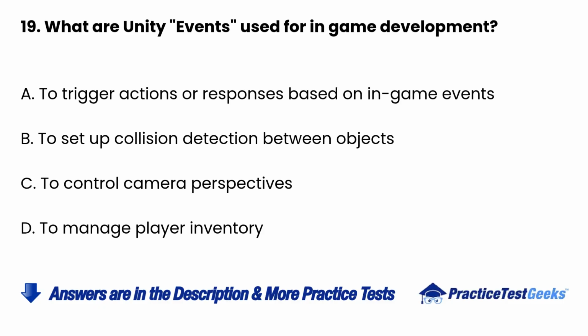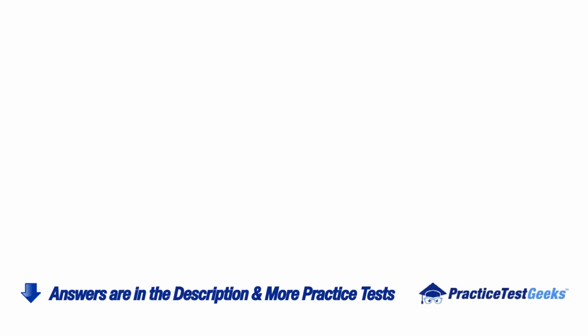19. What are Unity events used for in-game development? A. To trigger actions or responses based on in-game events. B. To set up collision detection between objects. C. To control camera perspectives. D. To manage player inventory.